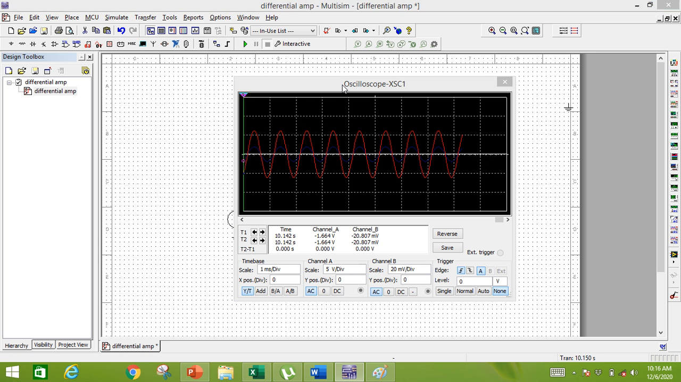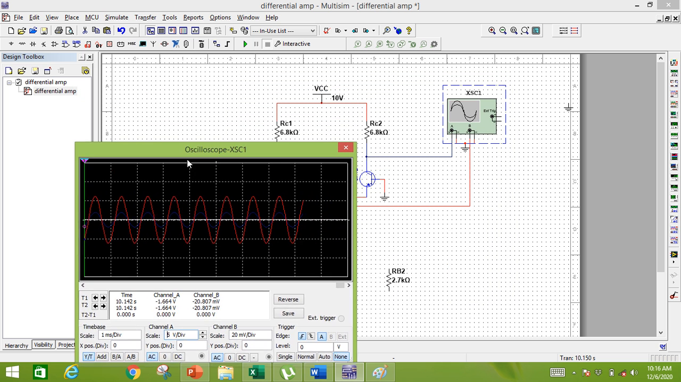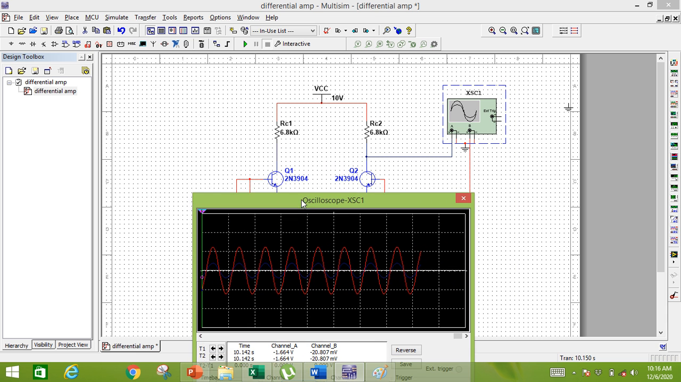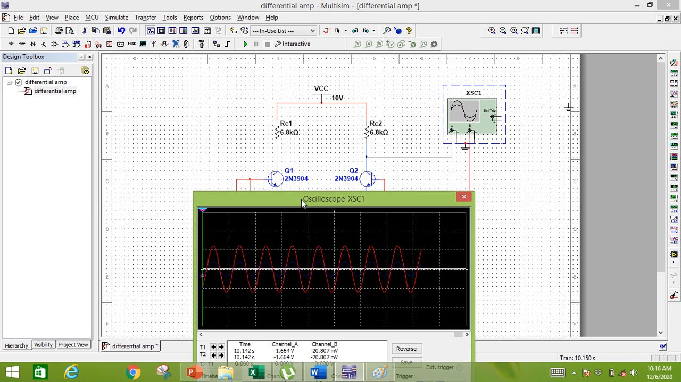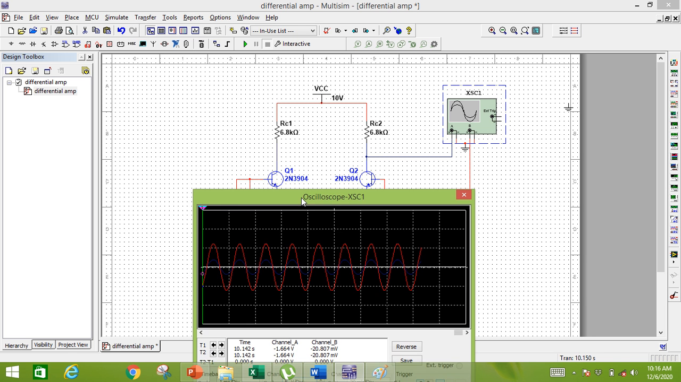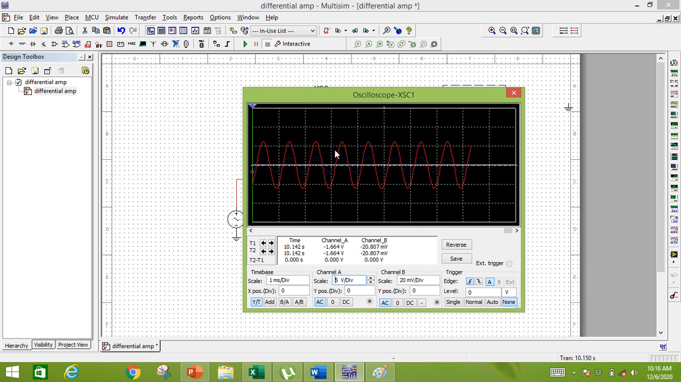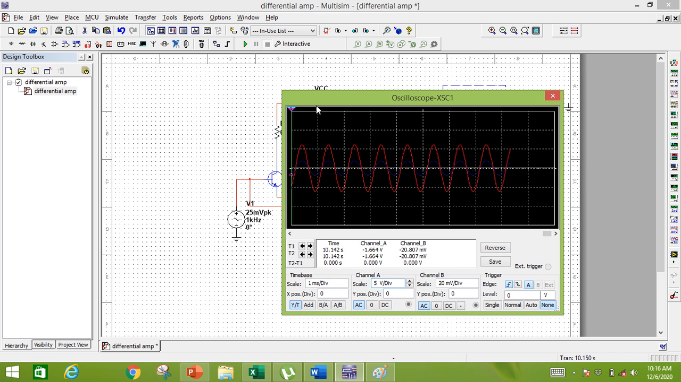Let me stop it here. So channel A is being used for the output, that is blue, whereas channel B is used for the input, that is red. So this is actually the output waveform. The blue waveform actually represents the output waveform.